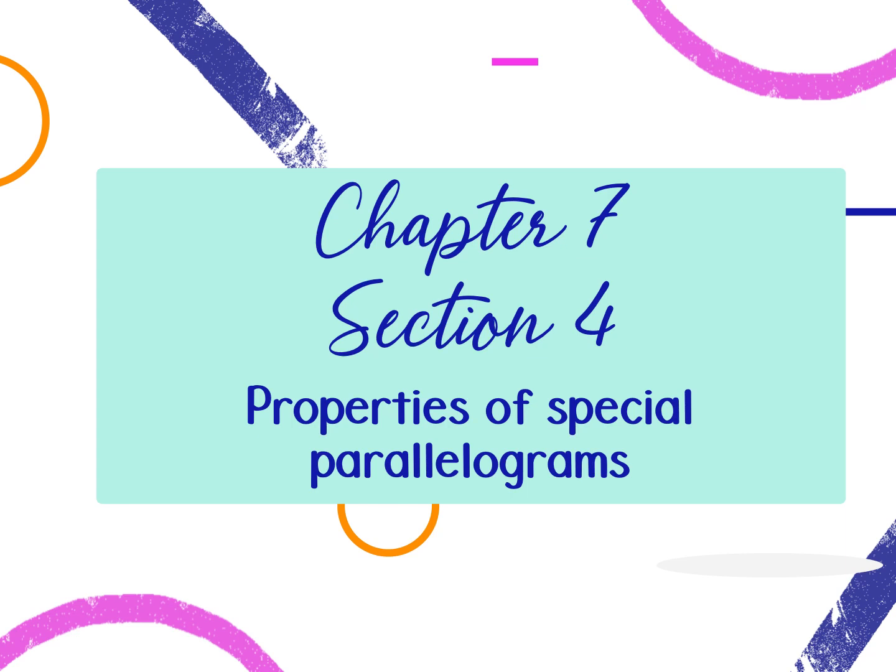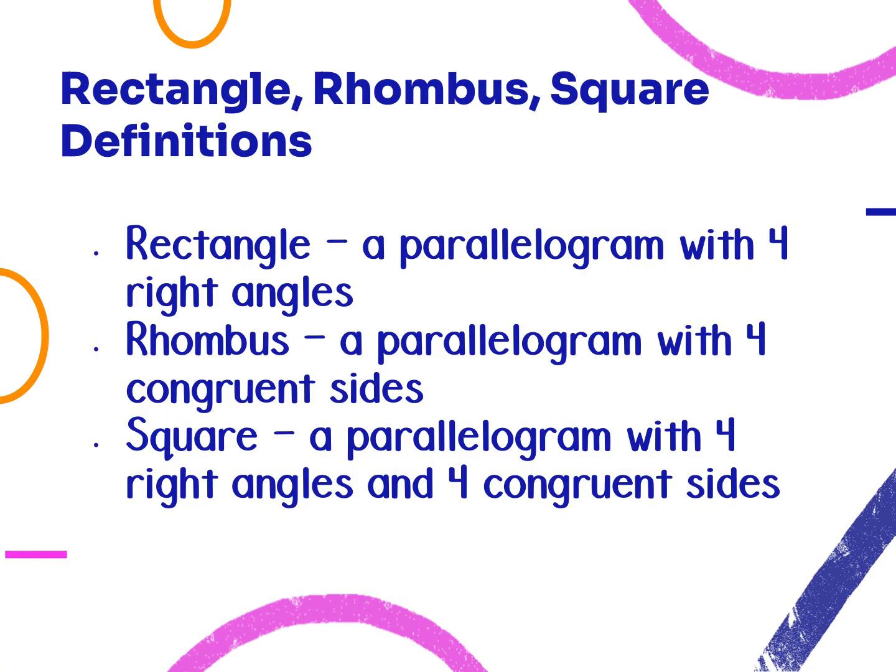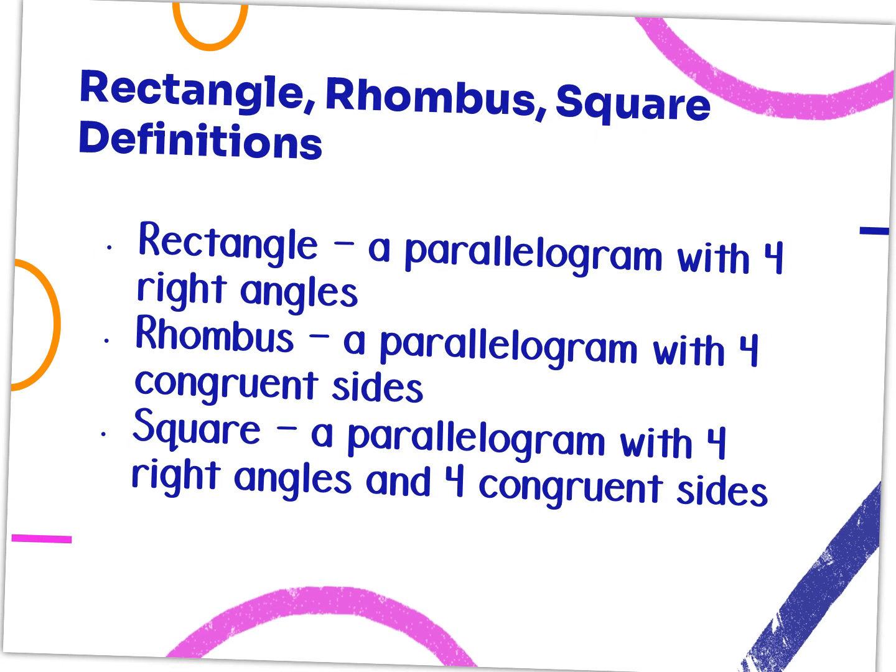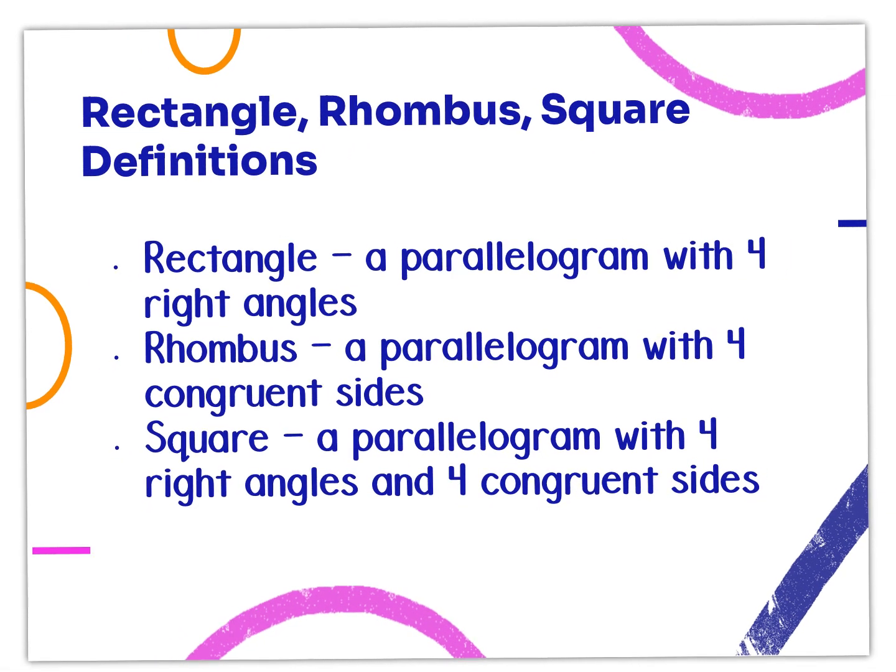So in Chapter 7, Section 4, now we're going to work on some properties of special parallelograms. Special parallelograms are, for example, a rectangle, a rhombus, and a square. So let's talk about what those are. I know you know what a rectangle is, but by definition, a rectangle is a parallelogram with 4 right angles. That's the only thing it has to be considered a rectangle.